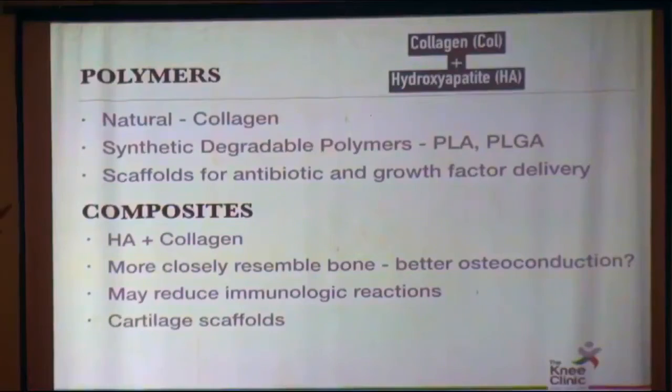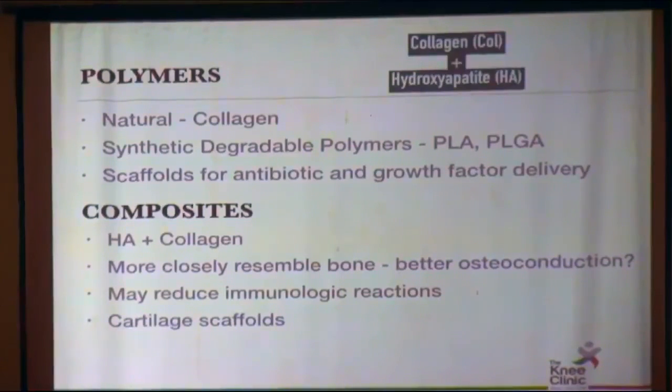So bone is made of collagen and inorganic hydroxyapatite. So collagen is a polymer. Collagen is a natural polymer. There are synthetic polymers also, PLLA, PLA, PLGA, more used for interference screws, bio screws that we use in arthroscopy. So we are not going to dwell into that.